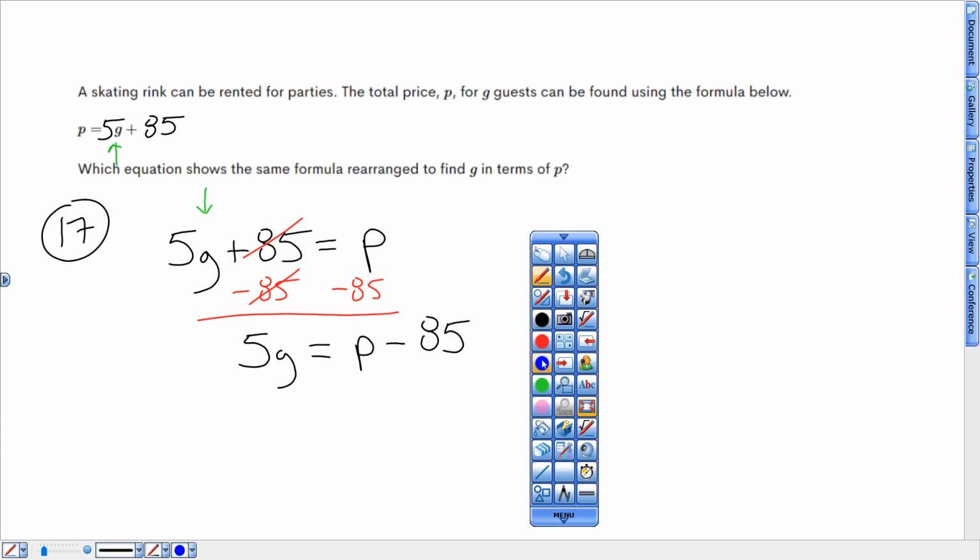And then my next step, opposite of timesing by 5, I'm dividing everything over here by 5. Both parts I'm dividing on this right side by 5, dividing that p by 5 and that negative 85 by 5. These will go away and leave me that g that I'm trying to solve, number of guests. That is p over 5. And then I'm going to use my calculator, leaving that negative. 85 divided by 5 gives me minus 17.